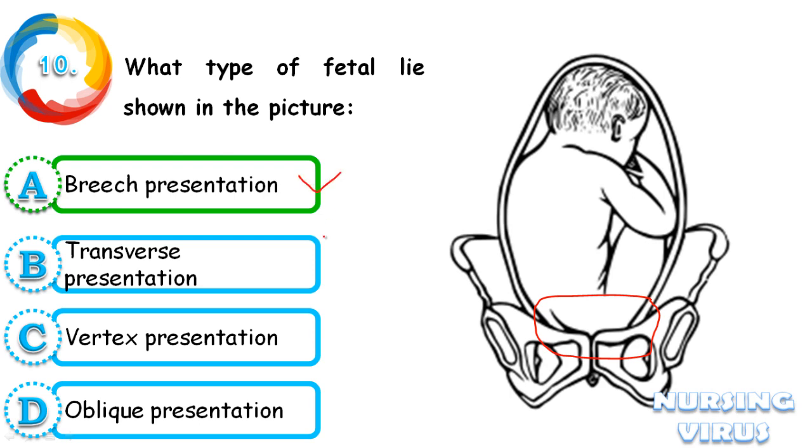If you are going with the transverse presentation, the fetal position will be in this way. The fetus will lie in the transverse area, that means the flat surface area. And vertex presentation means the head will be present in the pelvis part. And oblique presentation is where the fetus will lie on the pelvis part at a 45-degree angle, with a flexed position of the head and shoulder.